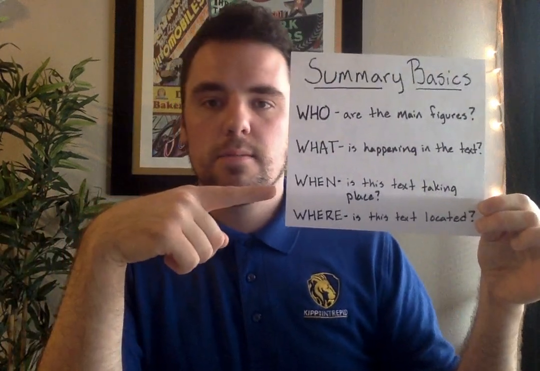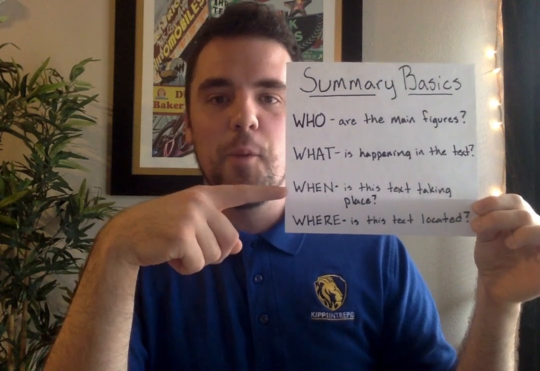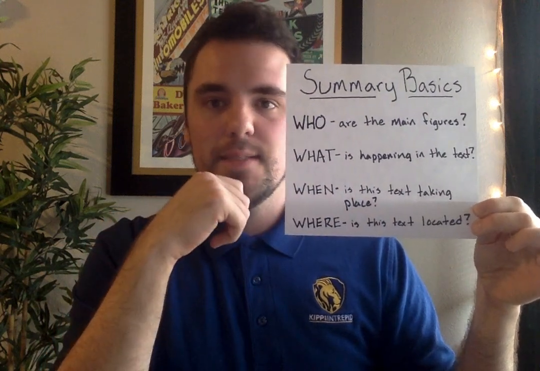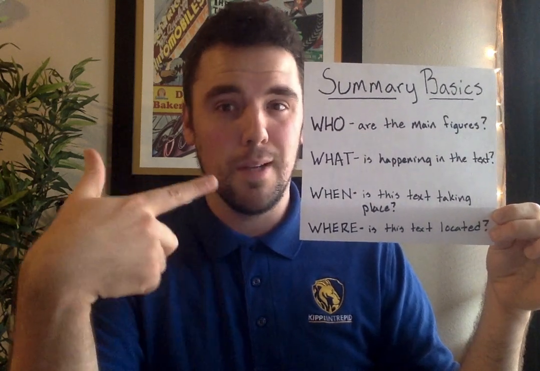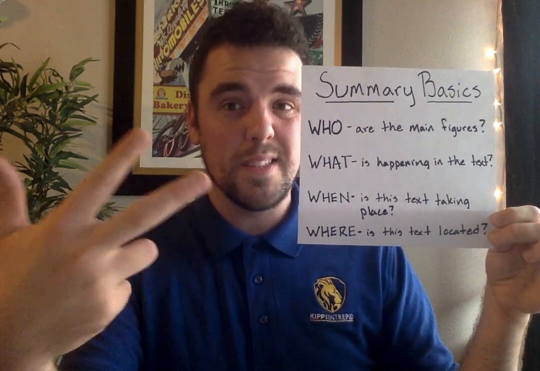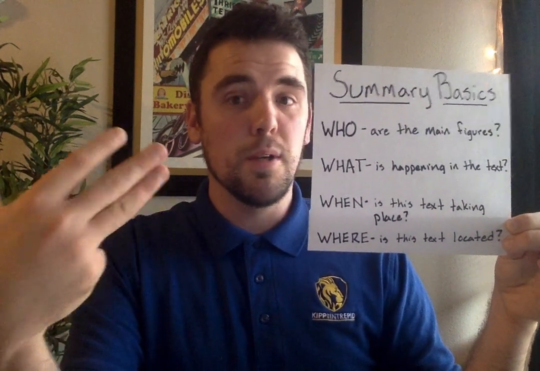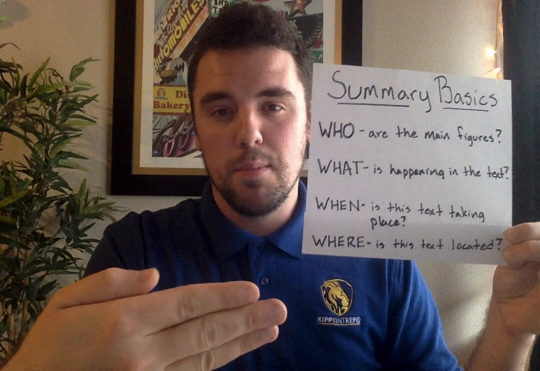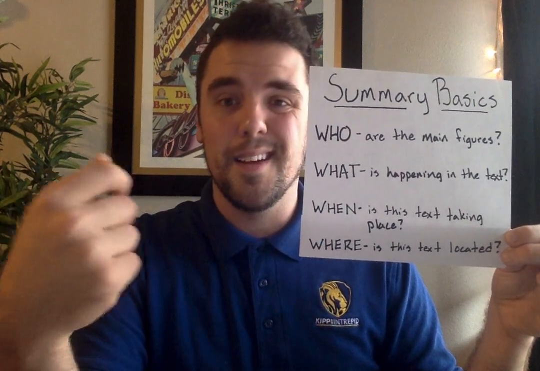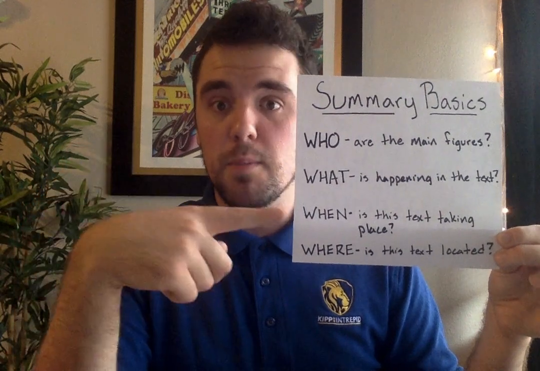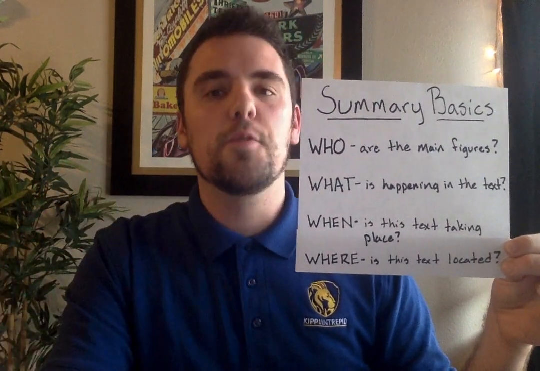Third, my mistake: when is this text taking place? This could be as simple as what time of day, or what day of the week, or what season: is it spring, summer, winter, fall, that type of thing. It could be what era it is taking place in. This could be like a historical fiction text taking place in medieval England. That could be when, right? Or it could be like the Hunger Games that takes place in the future.